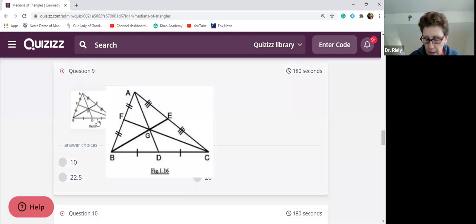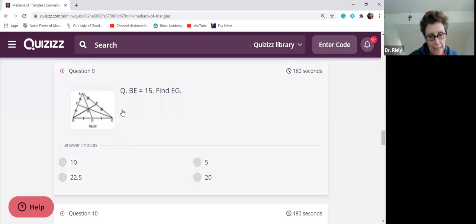Come over here. BE is a median. They want me to find EG. So EG is the smaller part. So EG is 1/3 of 15. So 15 divided by 3 gives me 5. So what I know is that EG is going to be 5. The other bigger piece will be 10, but they didn't ask us that question. So the answer is that EG is 5 because it was 1/3 of the 15.